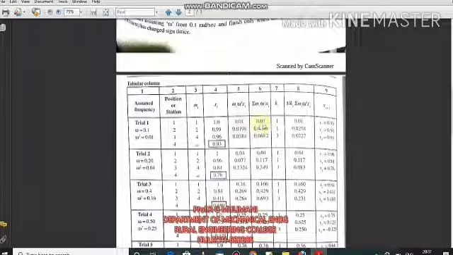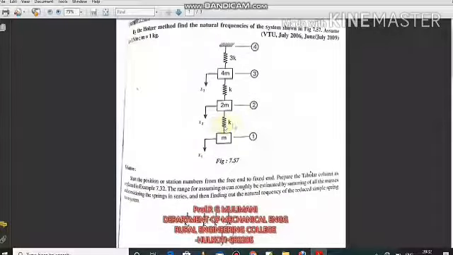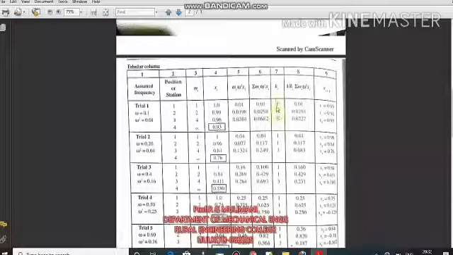You write the same inertia force here, and in the 7th column you write the stiffness values. It is also from the free end: 1, 1, 3. Here the stiffness value k is equal to 1 Newton per meter. So it is 1, 1, 3. In all the trials we are writing 1, 1, 3.